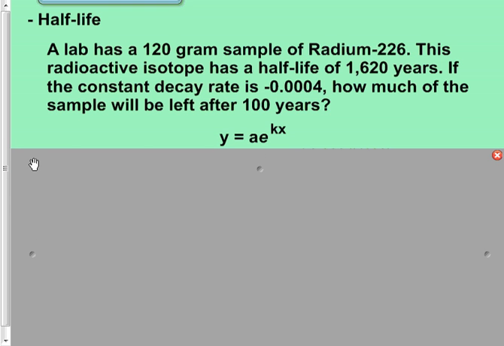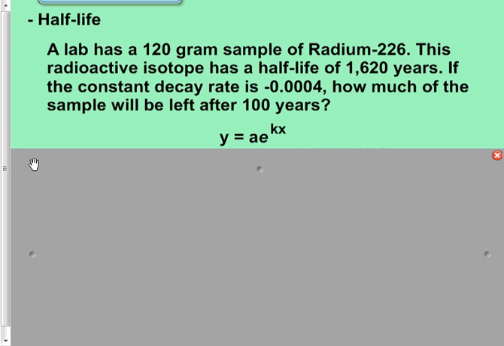Now, obviously the radioactive isotope is not going to wait a certain amount of time and then suddenly decompose and become a smaller amount. So this is happening on a continual basis, and we will use the formula for continuous decay: y equals a times e to the kx. Our initial amount, as we've already said, is 120 grams, so that's going to be our a. E is the value e, and k is our constant of proportionality.